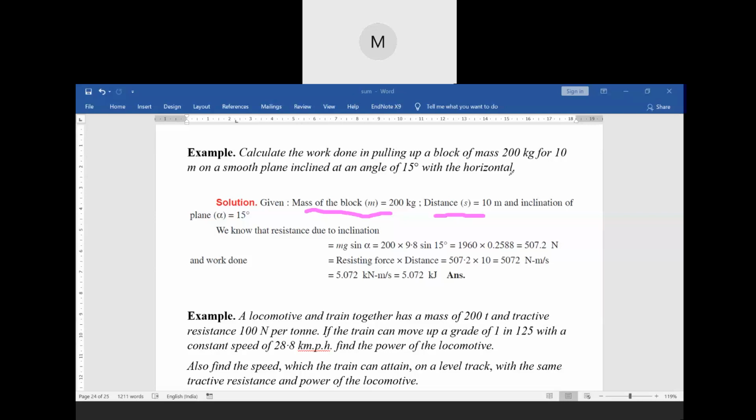The distance traveled is 10 meters, right? The distance traveled is 10 meters, and the angle of inclination is 15 degrees with the horizontal. If the angle of inclination is 15 degrees, then you just put the alpha value as 15, and then find out mg sin alpha. You know m, you know g, and you know sin alpha.